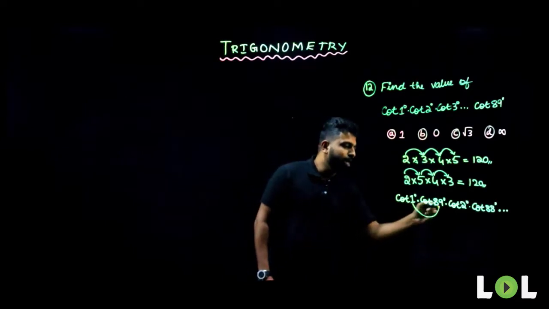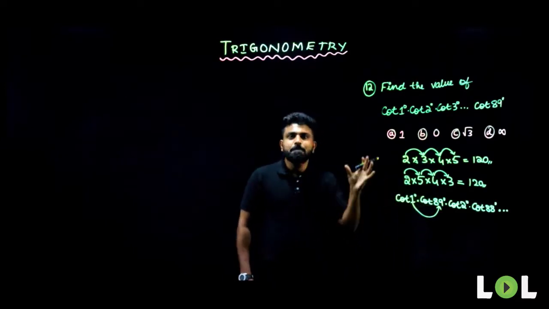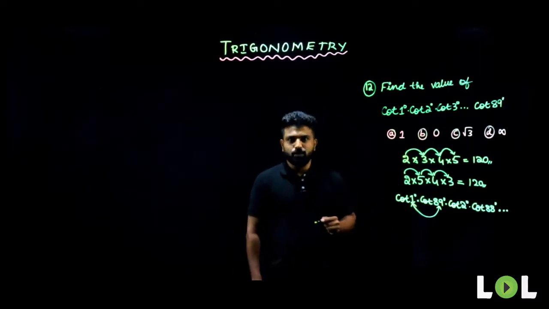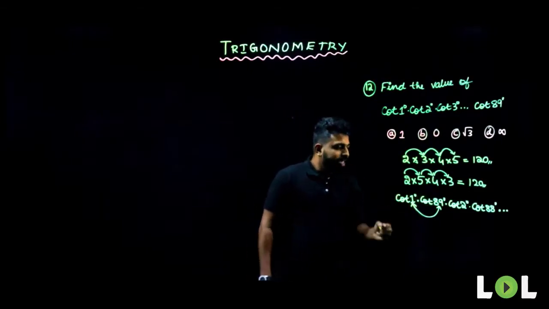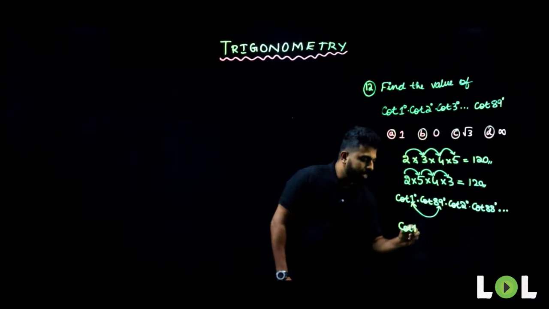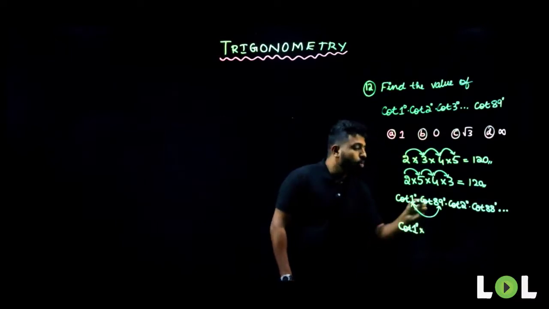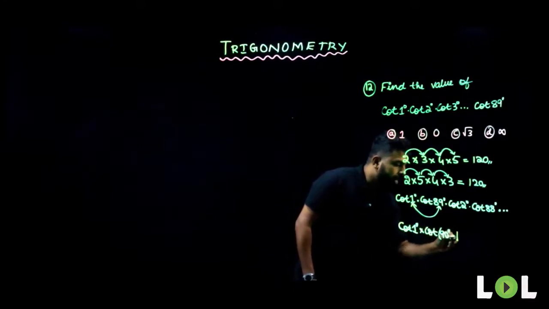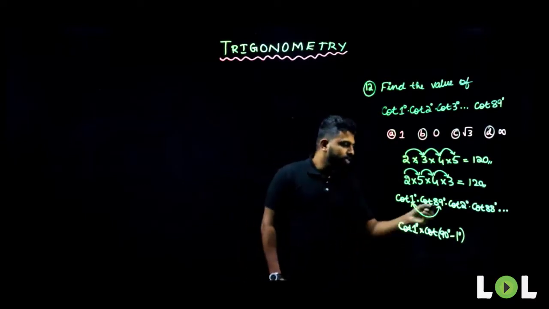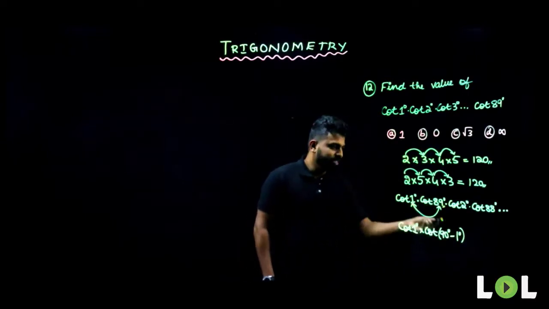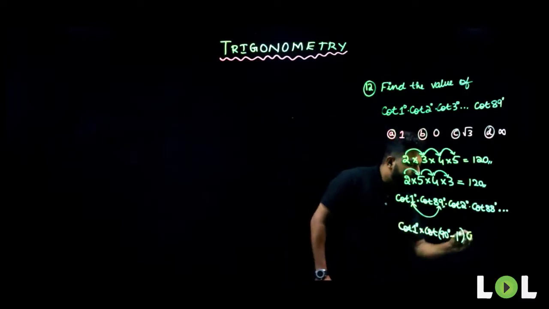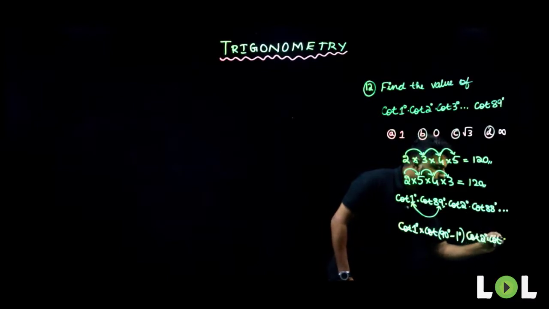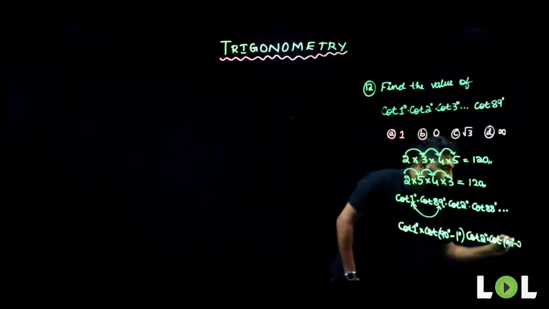So what is the sum of 1 and 89? The sum of 1 and 89 is nothing but 90 degrees, which means 1 degree and 89 degrees are complementary to each other. So how can I write cot 89? Let me write cot 1 degree as it is, into cot 89 degrees, which I can write as cot of 90 degrees minus 1 degree. Am I right? Because 89 is nothing but 90 minus 1. It is one and the same. Similarly, I write cot 2 degrees as it is, and I can write cot 88 degrees as cot of 90 degrees minus 2 degrees.